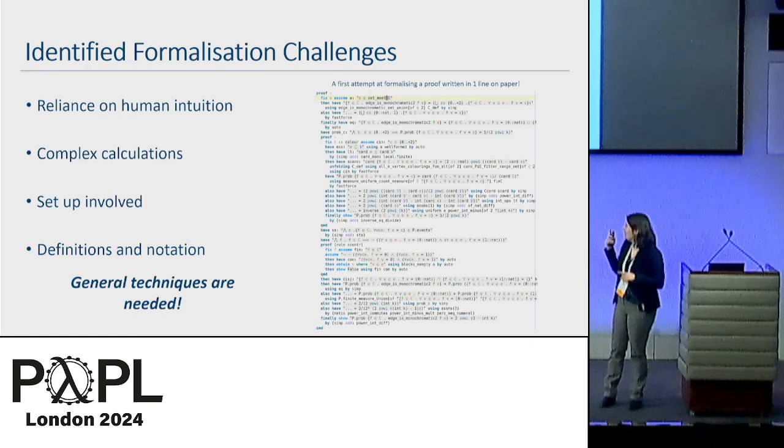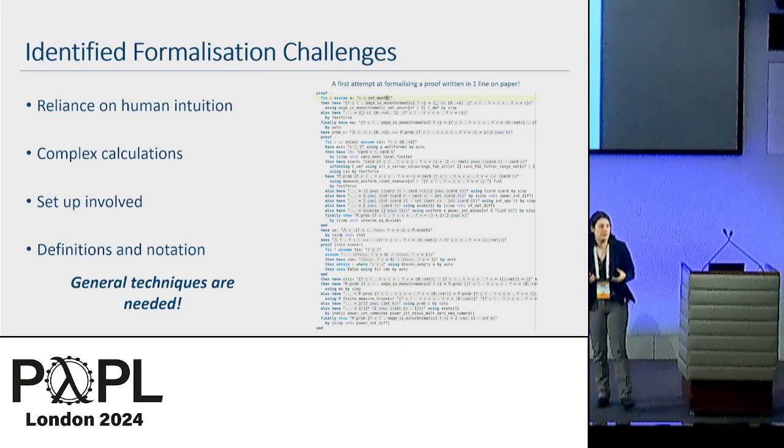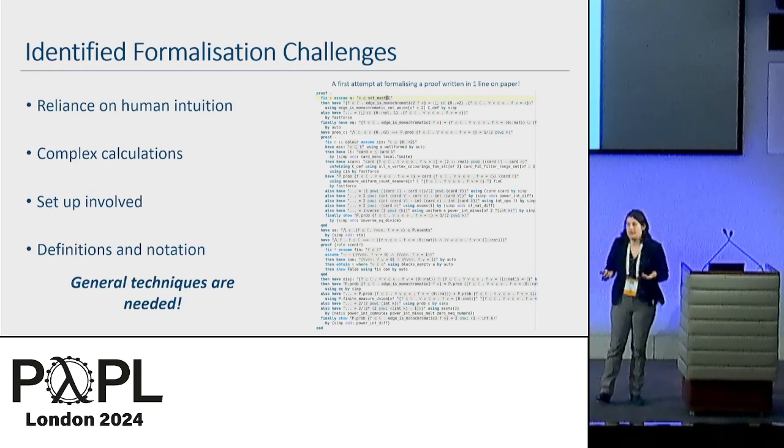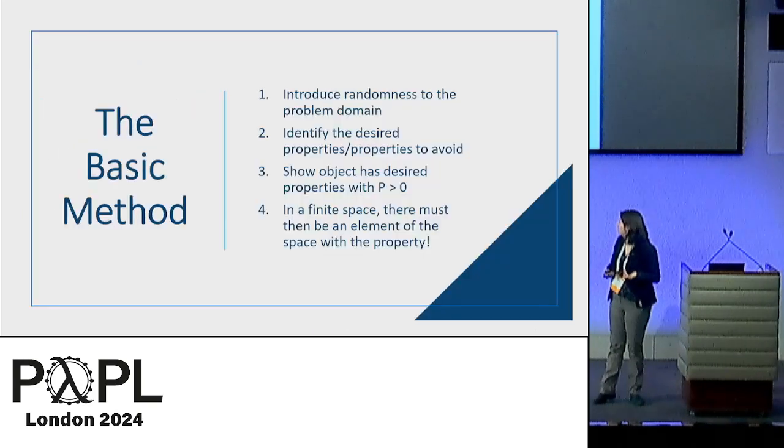And then the interesting one, particularly for probability, was the setup involved. There was a huge amount of setup that you needed to do at the start of each proof in a formal environment, which on paper you wouldn't even consider doing. So there's definitely some potential for generalization here.